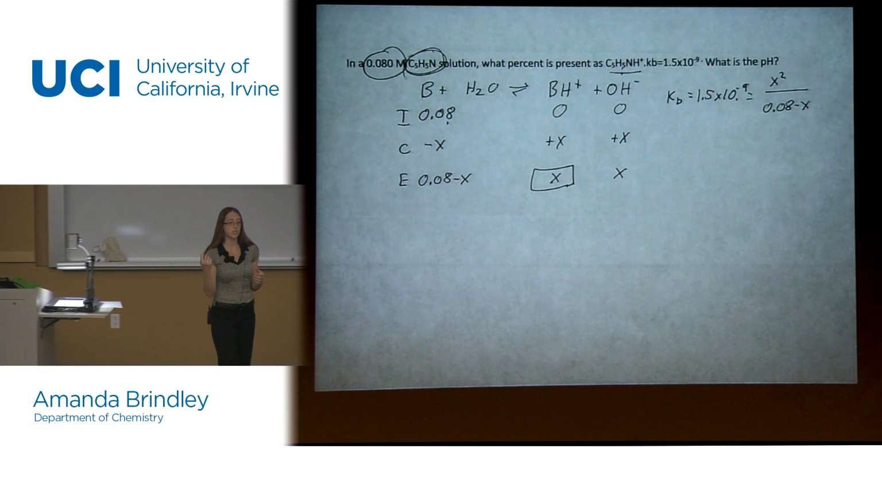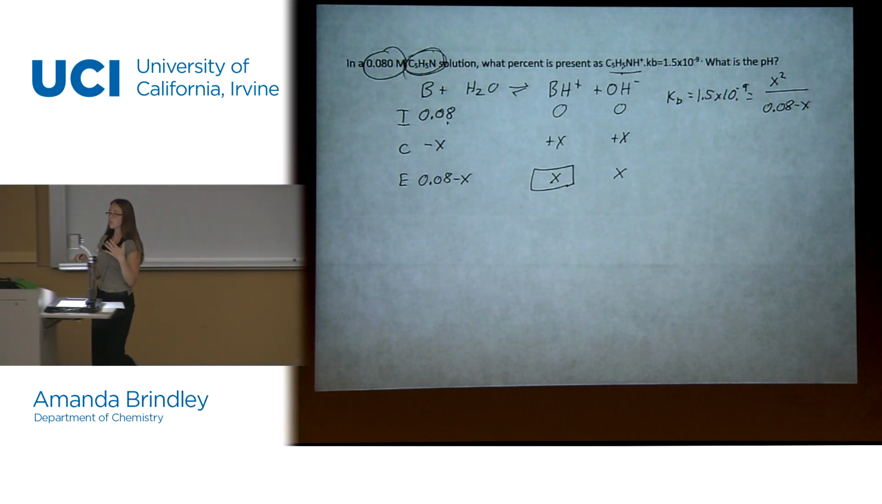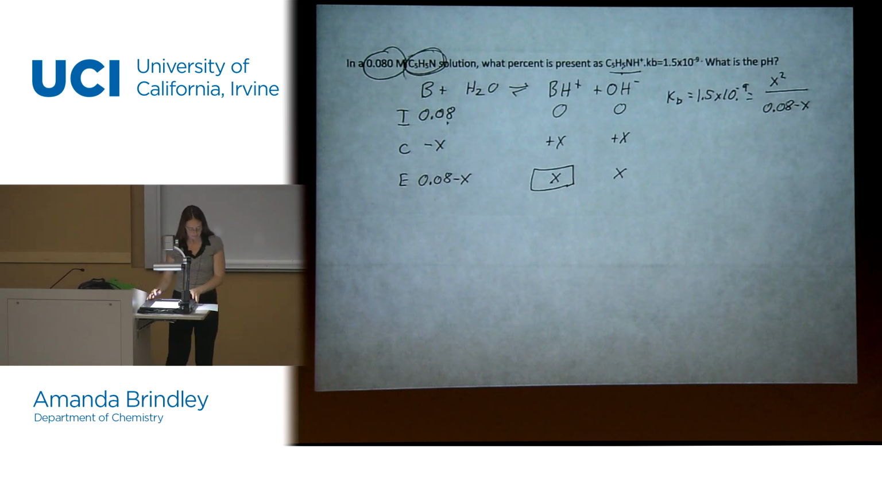That's our initial mental check. Is our concentration about 1,000 times larger than our K? If it's right on the borderline, it's a little iffy on whether it'll work or not. You'll have to check it.